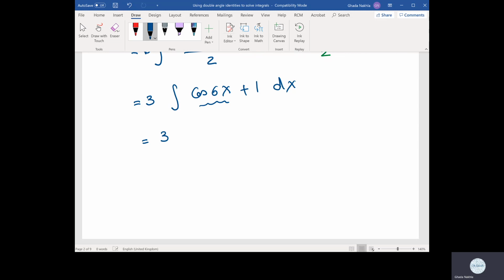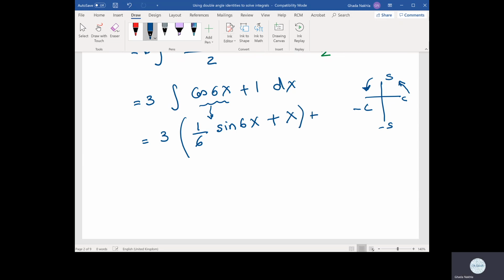Now, when you integrate cos, let's draw the diagram again. Sine, cos, minus cos, and we are integrating, so we're going this way, and I'm integrating cos. So when you integrate cos, you get sine, but you're integrating cos 6x. So it's going to be 1 over k sine kx. So it's going to be 1 over 6 sine 6x, k is 6, plus, and we can have a pair of brackets here. 1 integrates into x plus c.